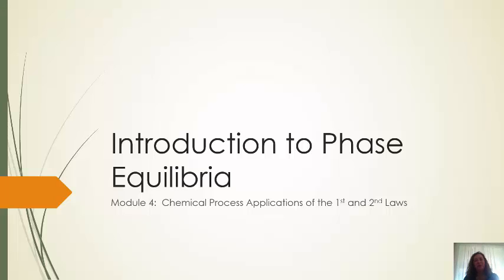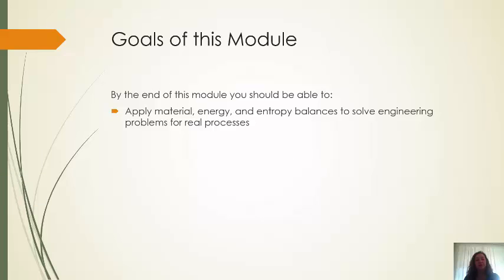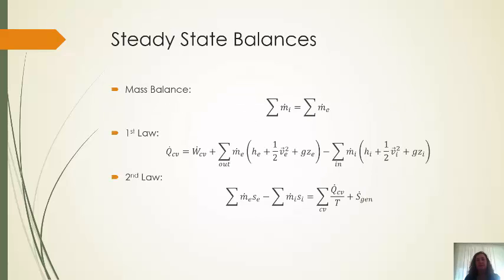Welcome to Module 4. We're going to be talking about chemical process applications of the first and second laws in this module. So our goal here is that by the end of this you will be able to apply material balances, energy balances, and entropy balances to solve engineering problems for real processes. So we've looked at these balances before.